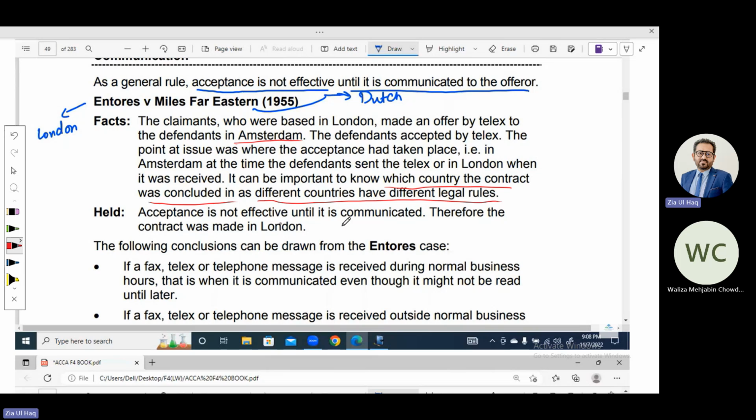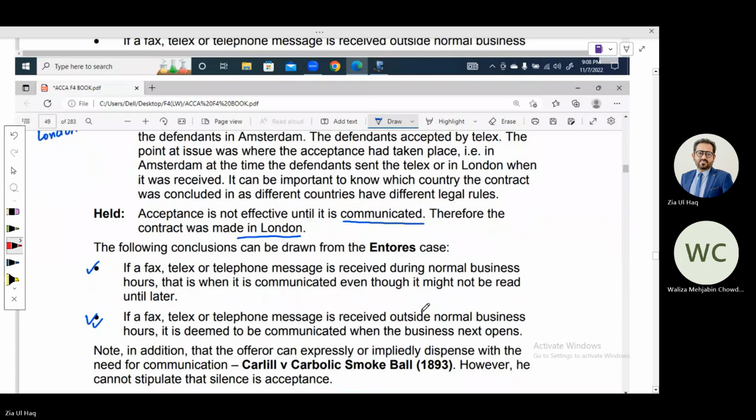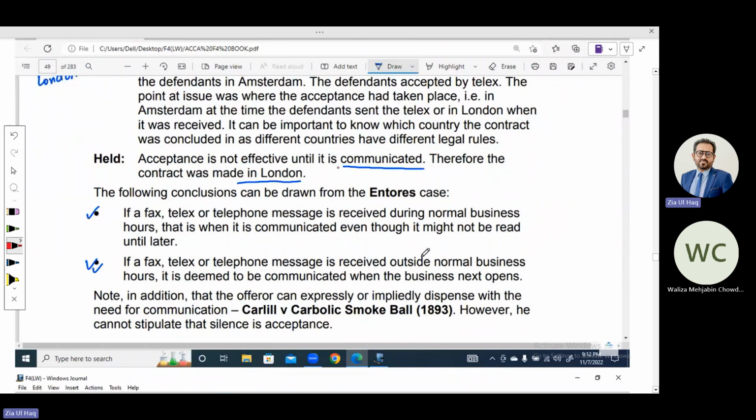So acceptance is not effective until it is communicated. Therefore, the contract was made in London. And if the contract was made in London, then according to London law, it will be decided who is guilty and who is innocent, and the guilty party has to pay damages to the innocent party. So let's discuss. As acceptance is not effective until it is communicated, the contract was made in London, and the following conclusions can be drawn from this case.